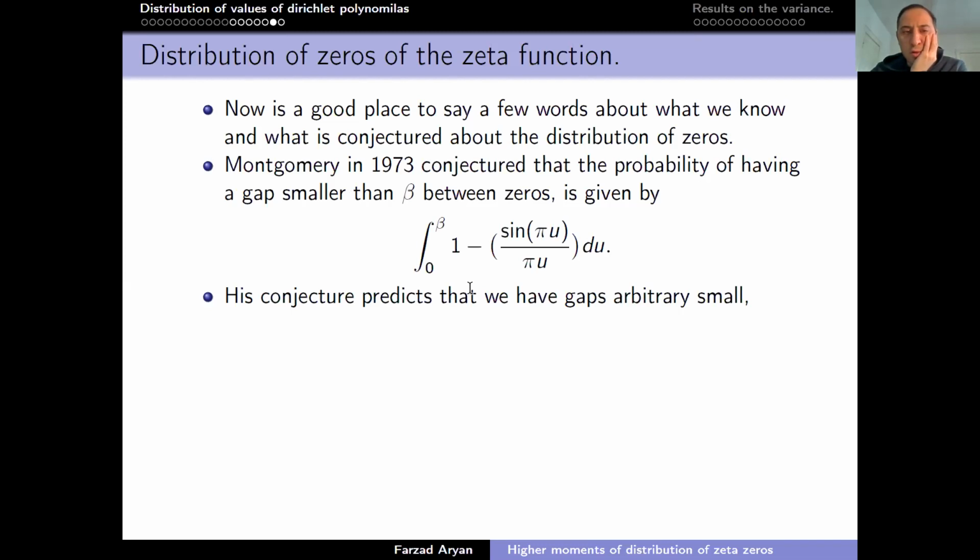But how much do we know and how much is conjecture about the distribution of zeros? Montgomery in '73 conjectured the probability of getting gaps smaller than beta. Normalized gaps means you multiply them by a number so that the average gap between them equals 1. So the probability of getting an average gap smaller than beta is given by this function.